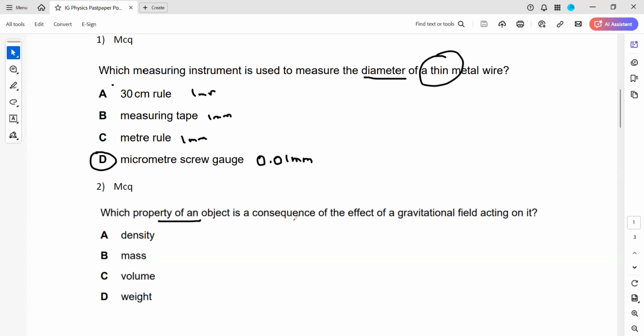Which property of an object is a consequence of the effect of a gravitational force? When gravity is acting, what does it lead to? Because weight is equal to mass times gravity. If there's gravity, what will happen? It contributes to weight. That's why D is the right answer.